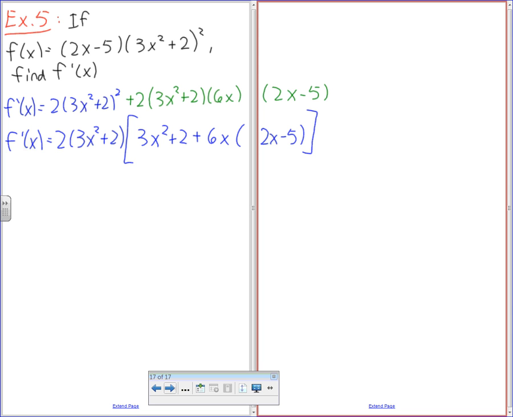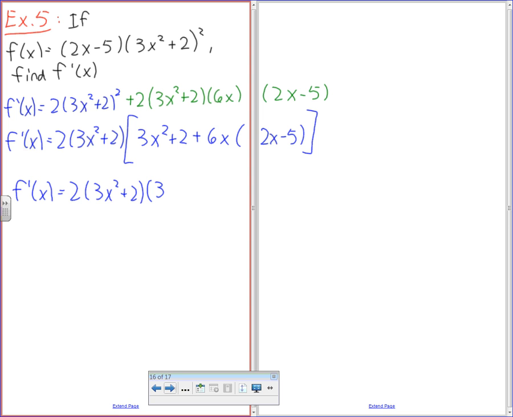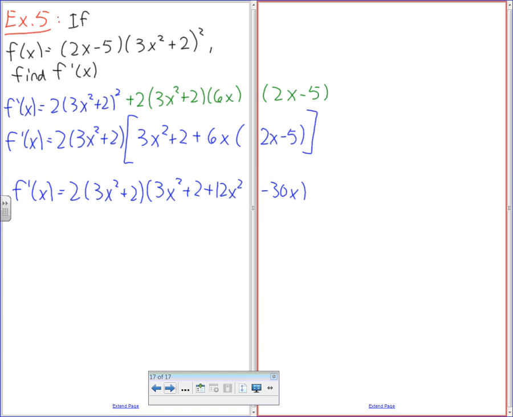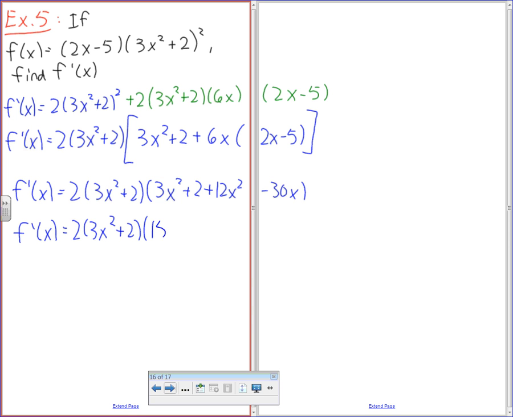Okay. Sounds good to me. Are most people on the same page here, I think, a little bit? Melanie, can you be brave, please, and simplify this bracket for me, please? Okay, go. 3x squared. Yeah. Great. And I'll finish that off. F prime of x is equal to 2, 3x squared plus 2, and that's 15x squared minus 30x plus 2.